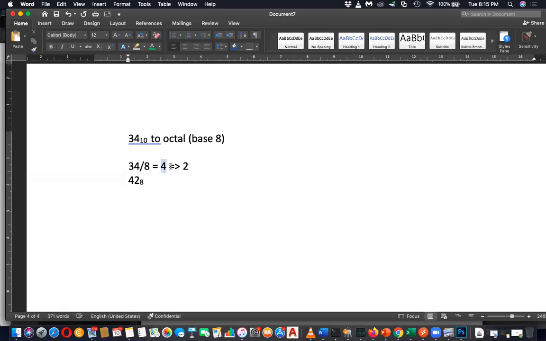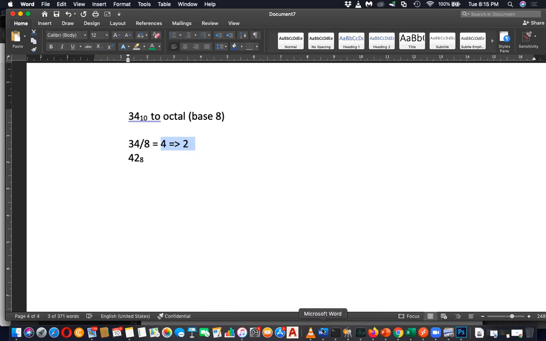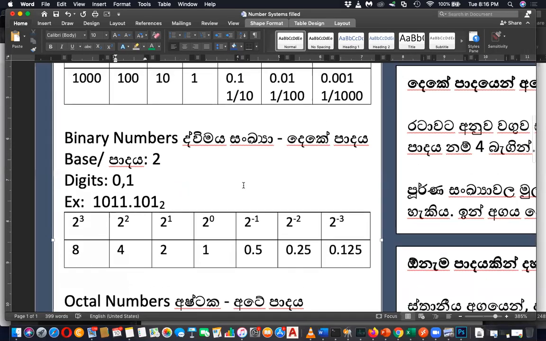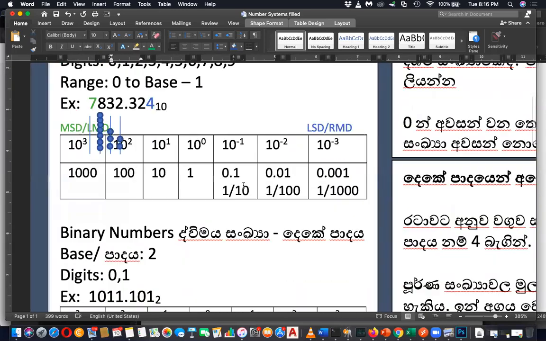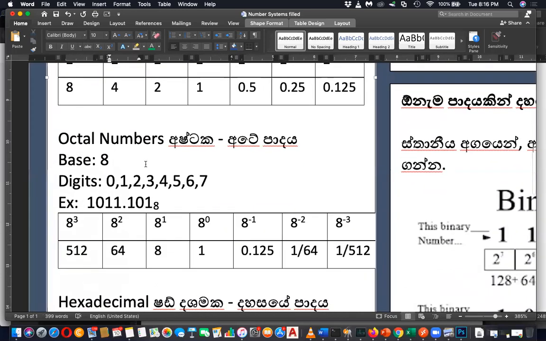Now the remainder is two. And I will also explain why I took it as 42. You can see both numbers are valid numbers in octal. Here, let me go to octal, and these are the octal numbers. Here 4 is a valid octal number, 2 is also a valid octal number. That's why I stopped at that level.